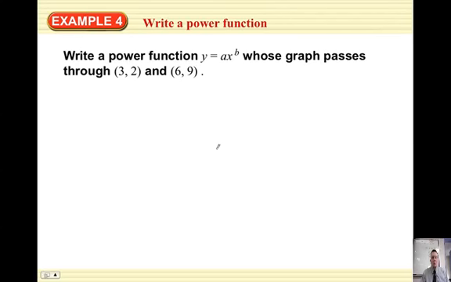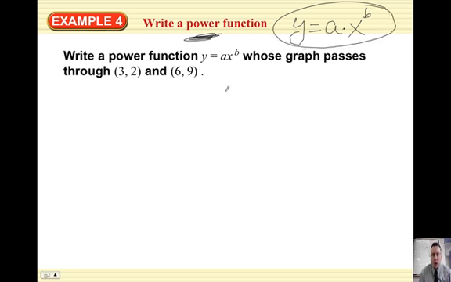Example 4, write a power function. As soon as I see power function, I'm like, all right, y equals a times, is it b to the x or is it x to the b? It is x to the b. Commonly confused. So, there you go.